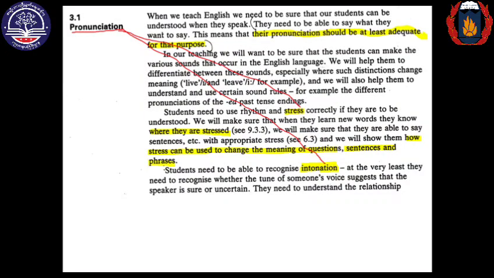What is stress? I think I have already explained this one. I gave the example of increase. When increase is used as a noun, the stress is on the first syllable, so we pronounce it increase. But when this word is used as a verb, the stress is on the second syllable, increase. What about intonation?